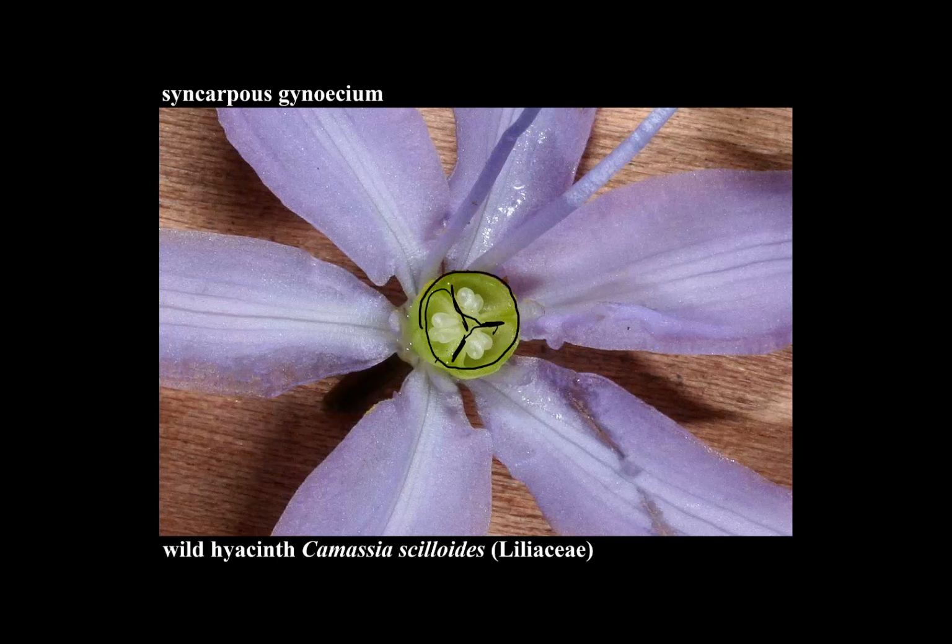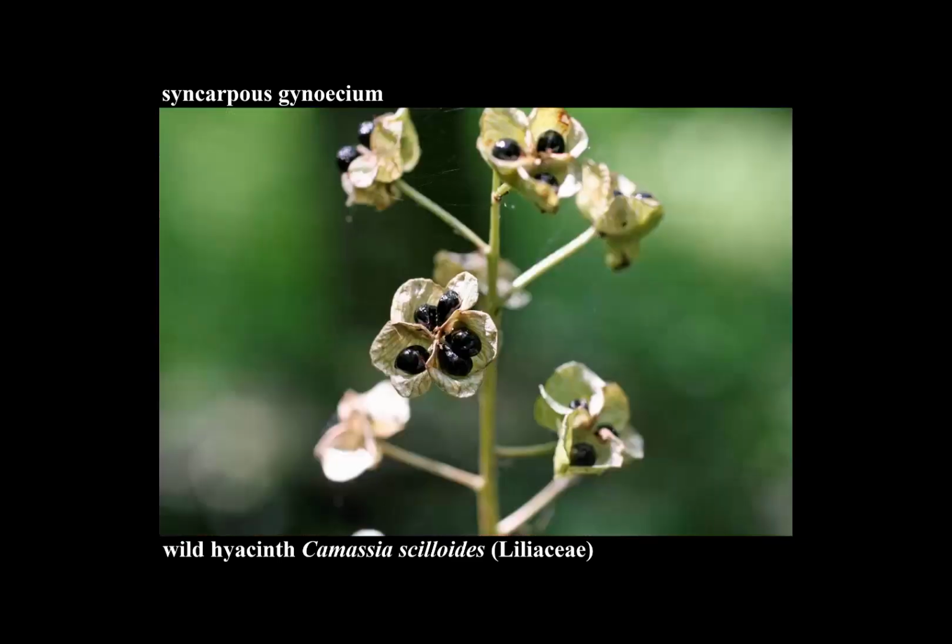Everything's in 3s: 3 sepals, 3 petals, 6 stamens, 2 times 3, and a pistil that consists of a syncarpous gynoecium that's composed of 3 carpels. Okay, and here it is in fruit, and you can see those chambers. So you can see that this is a syncarpous gynoecium.